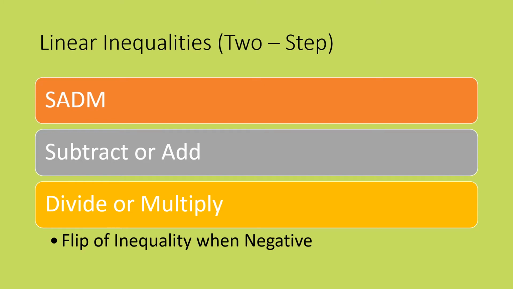When we talk about linear inequalities where the concern is two-step, I have this mnemonic which is the SADM, or the reverse of the MDAS. So what you're going to do is subtract or add, and then divide or multiply. However, let's be reminded that if we divide both sides of the inequality by a negative, we will flip the inequality. So from is less than to is greater than, or is less than or equal to to is greater than or equal to, and vice versa. So let's have some examples.